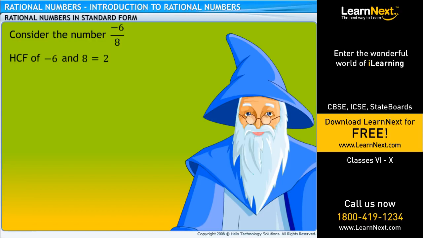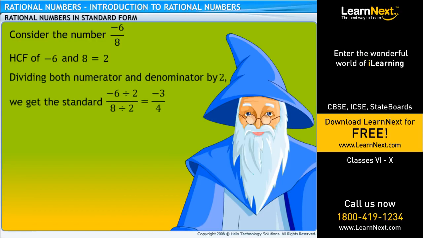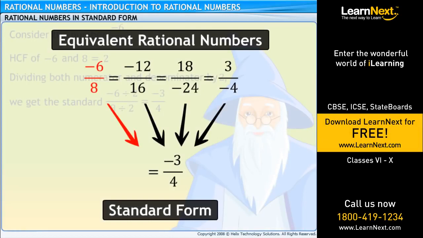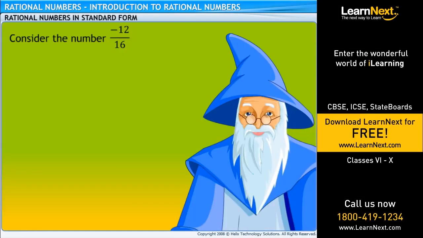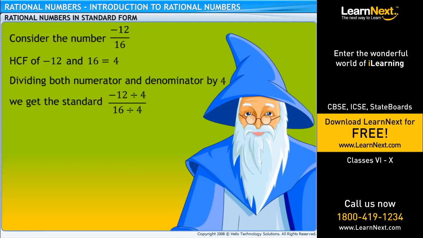The HCF of minus 6 and 8 is 2. Dividing the numerator and the denominator by 2, we get the number in its standard form. Now, consider the number minus 12 divided by 16. The highest common factor of minus 12 and 16 is 4. Dividing the numerator and the denominator by 4, we get the number in its standard form.